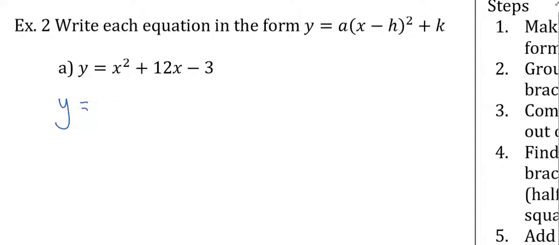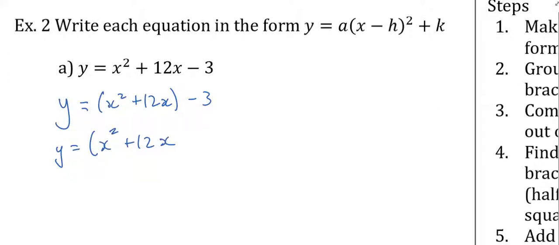Step 2 is group the x squared and the x term together. We don't usually do a whole step like that where we write it that way, but this time we are. But what you're going to do is just consider the x squared and the x term. And the constant, in this case, that negative 3, we're just going to ignore it for now.